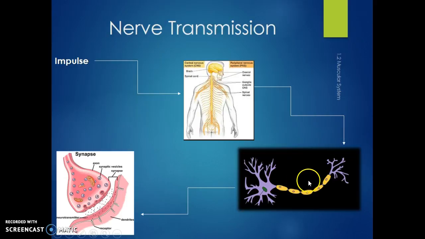And this will speed up the impulse, as you're not having to travel through the whole axon, you're just jumping through each node, which will get the impulse to the axon terminal at a quicker rate. So once we've reached the axon terminal here, we will reach the synapse, which is the gap here between the presynaptic membrane and the postsynaptic membrane.